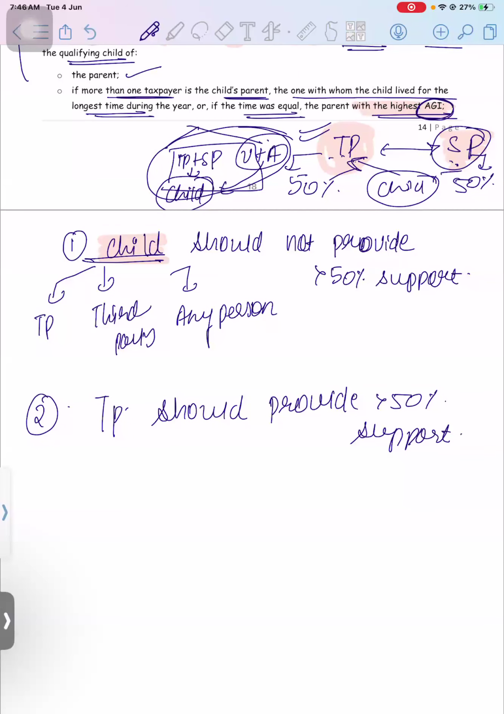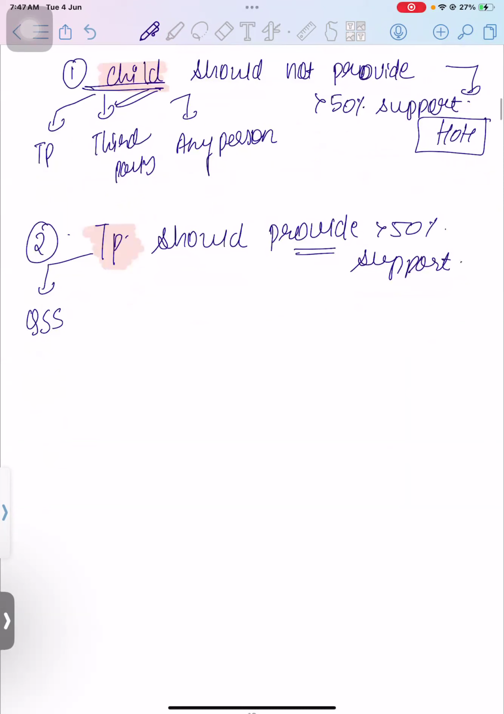Wherever it is mentioned that the taxpayer should provide more than 50% support, as in qualifying surviving spouse status, the word taxpayer is used. In case of HOH status, the definition uses the words child should not provide. And in the general definition of a qualifying child also, child should not provide is used. So when it is mentioned that the taxpayer should provide more than 50% support, the whole amount of expense will be taken out of the taxpayer's pocket only. No third party can provide the expense for the child.